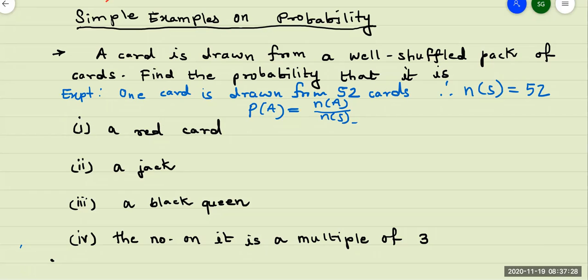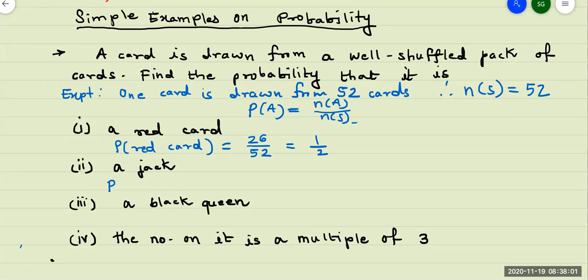So, red card. Again, you should have the knowledge of how many red cards there are. In a proper, impartial pack of playing cards, there are 26 red cards. So I will write the answer as probability of red card is equal to, as I have written the definition of probability on top, you need not repeat it, you can simply write 26 upon 52, which is half.